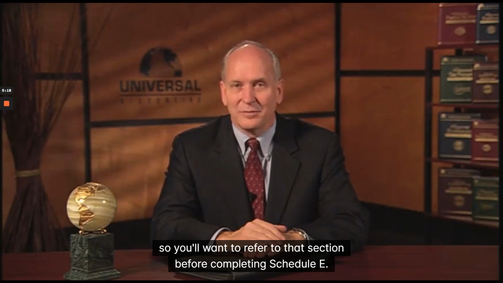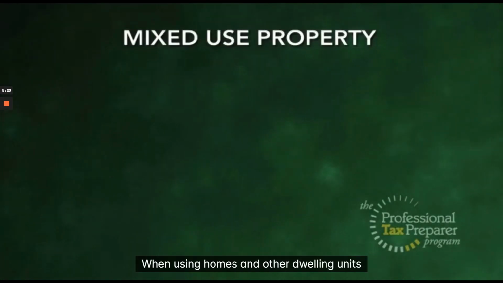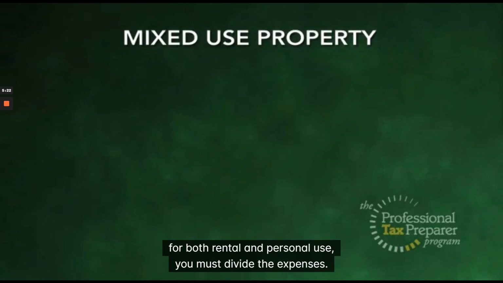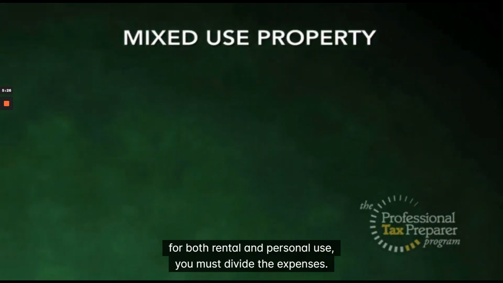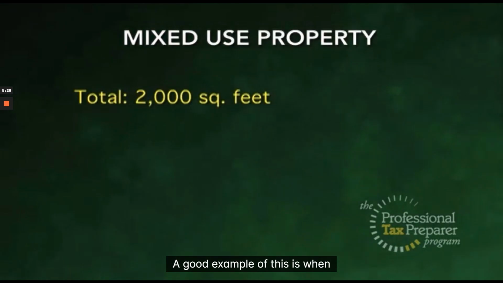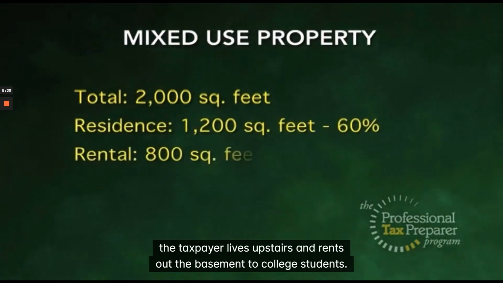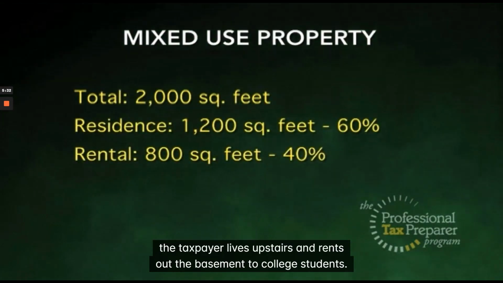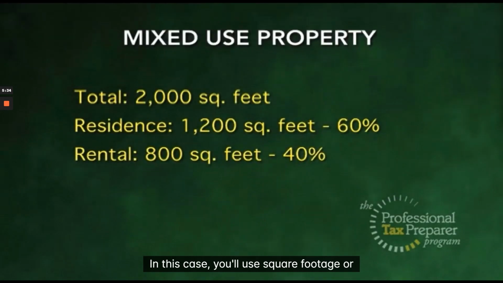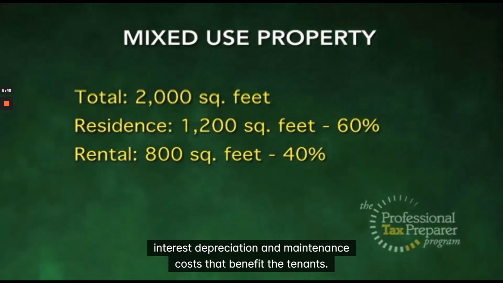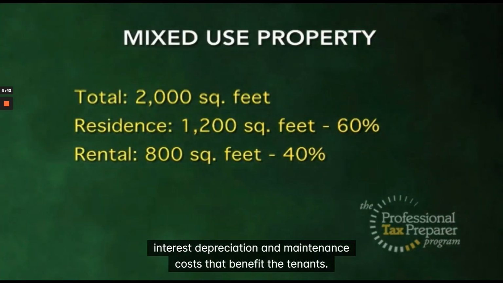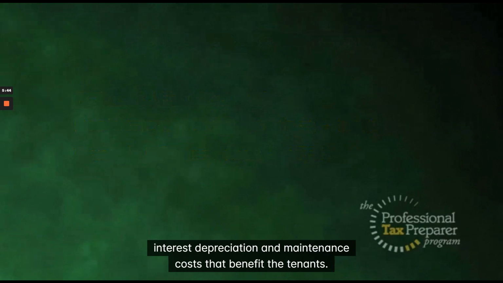completing Schedule E. When using homes and other dwelling units for both rental and personal use, you must divide the expenses. A good example of this is when the taxpayer lives upstairs and rents out the basement to college students. In this case, you'll use square footage or number of rooms to divide the household expenses such as utilities, insurance, interest, depreciation, and maintenance costs that benefit the tenants.